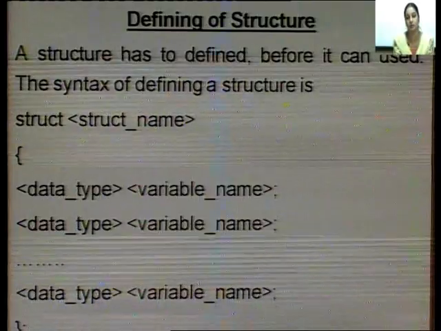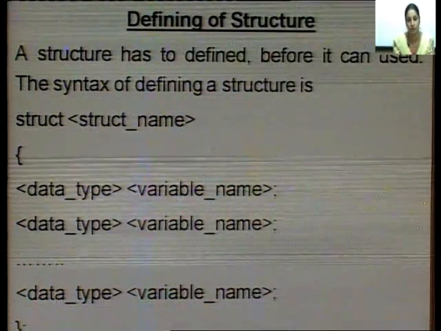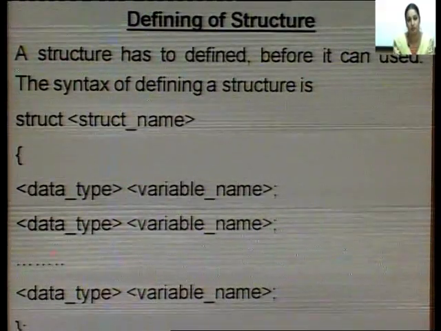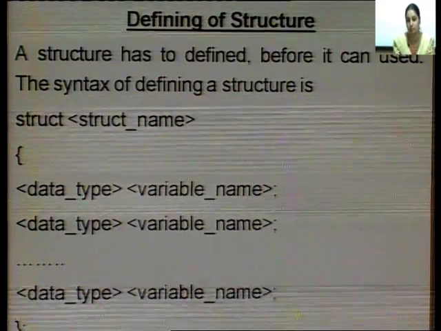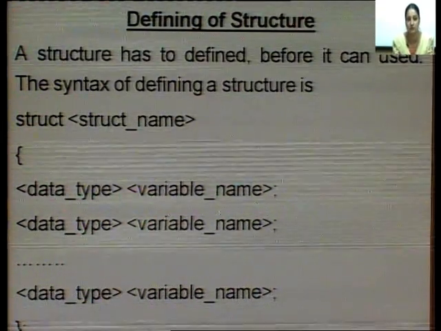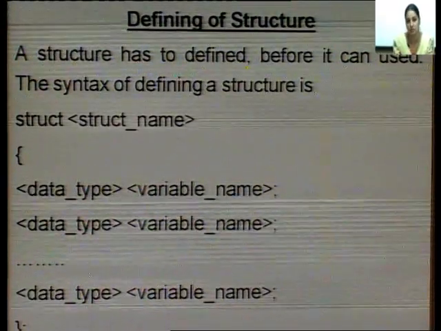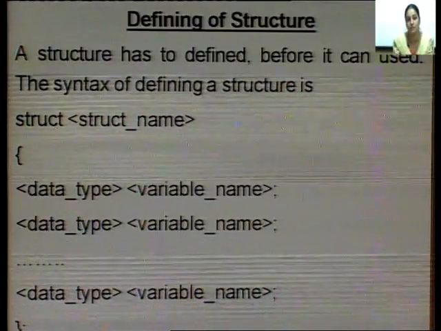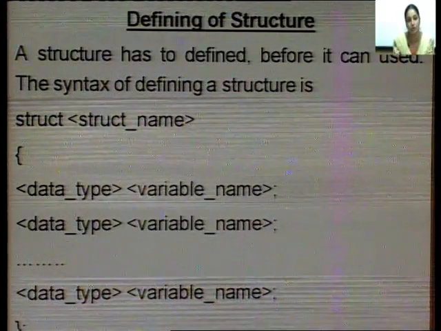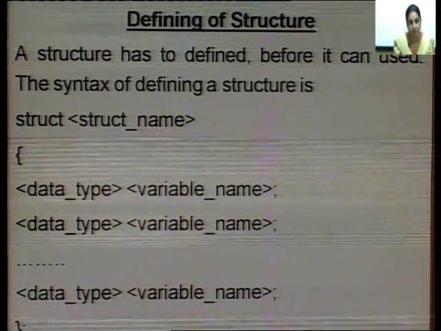Now how can we define a structure? A structure has to be defined before it is used. If I want to use a structure in our system, then I have to define it first. To define a structure, there is a particular syntax in the C language. First of all we give struct. Struct is a keyword for the structure. If I want to define a structure, then first of all I have to give struct. It determines that it is a structure, a type of structure.